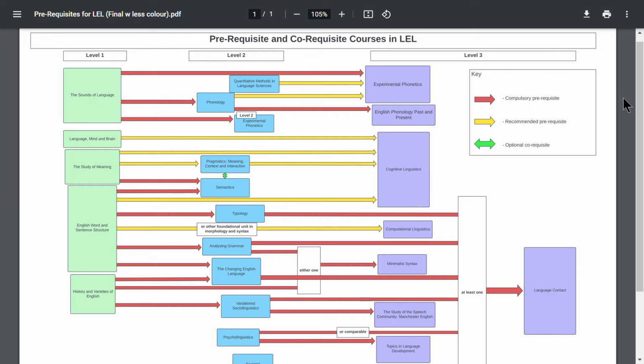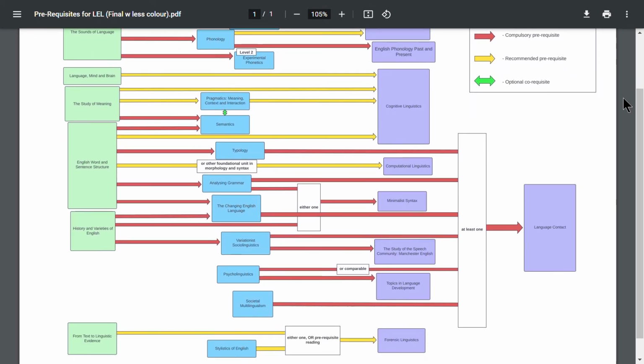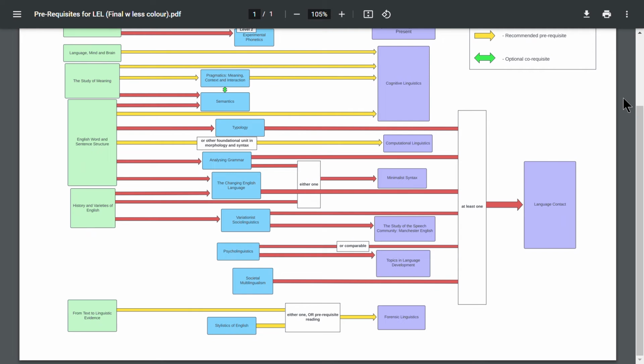Similarly, if you want to take Experimental Phonetics at Level 3, not only must you have taken the Sounds of Language from Level 1, but it is recommended that you have also taken the Level 2 modules Phonology and Quantitative Methods in Language Sciences. Broadly speaking, these pathways should not worry you. It is just a good idea to look ahead at what modules you might be interested in at later levels in order to make sure you have studied the prerequisite modules at earlier stages.